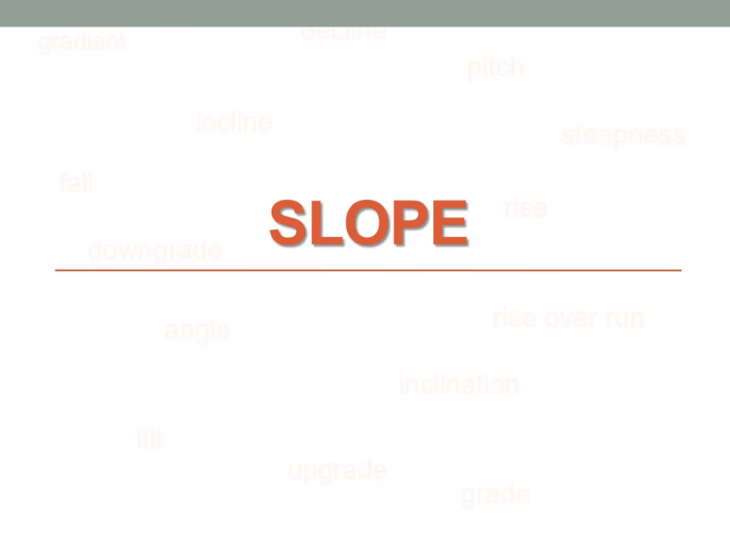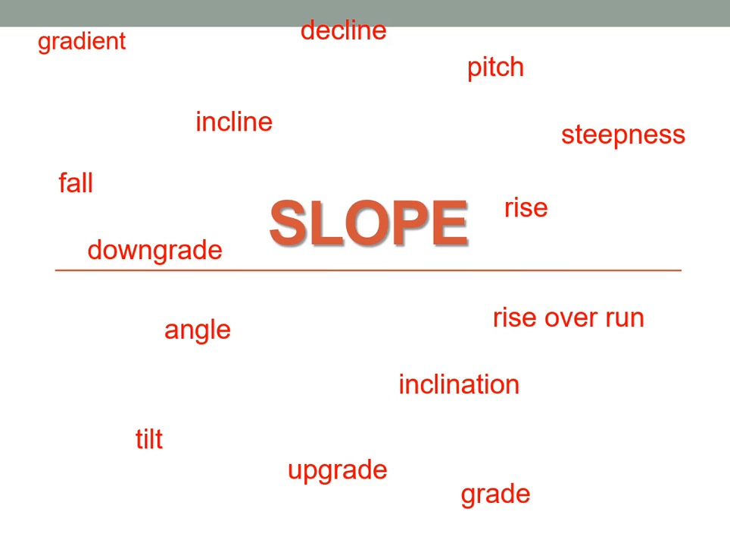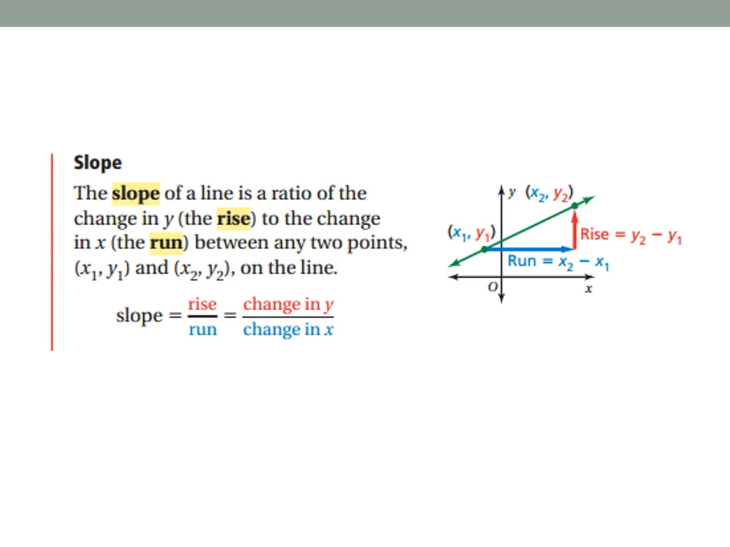Lots of different words to talk about slope. We might say incline or downgrade or angle or tilt or inclination, rise over run, steepness, pitch, grade, decline, incline. You guys have heard a lot of these. They all talk about slope. So here's the definition for slope, and then we're going to experience what it means. The slope of a line is a ratio of the change in y, which is the rise, to the change in x, which is the run. And if you're not sure what this means, you're going to learn pretty quickly, all right? You might have heard the expression rise over run. That might be pretty familiar.